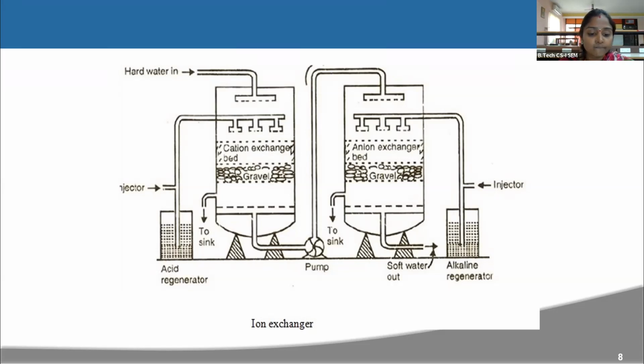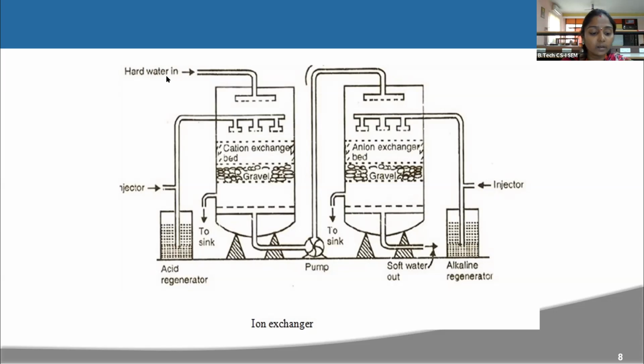Okay, so for this example, let us consider that raw water contains calcium sulfate and sodium chloride. The hard water contains these chemicals: calcium sulfate and sodium chloride.